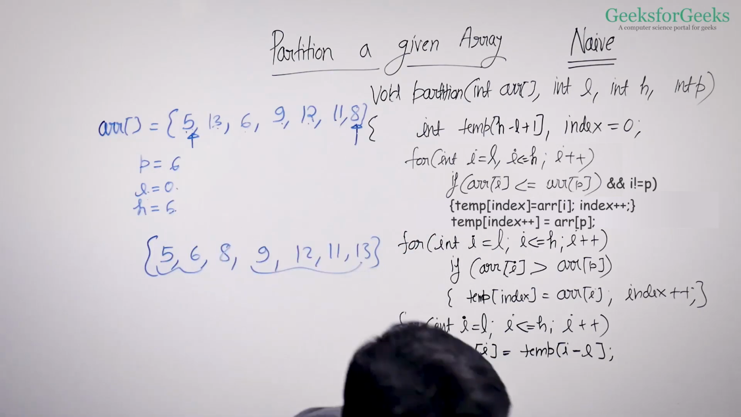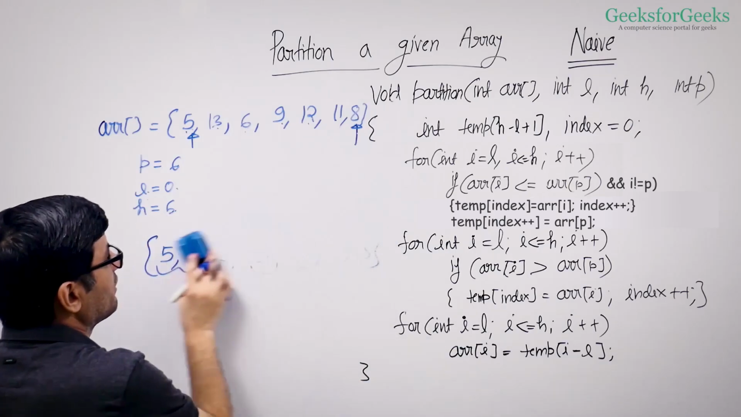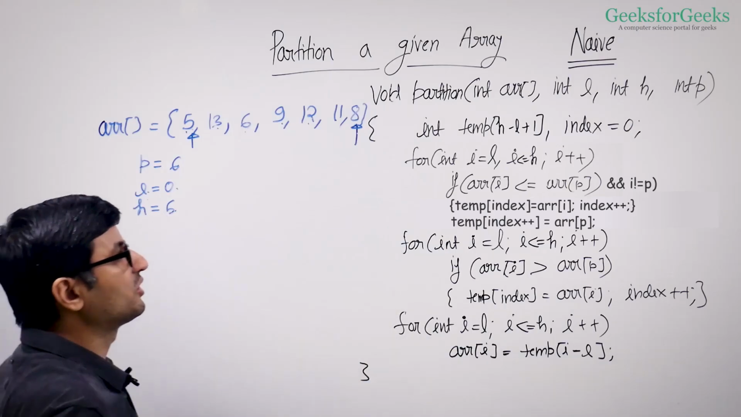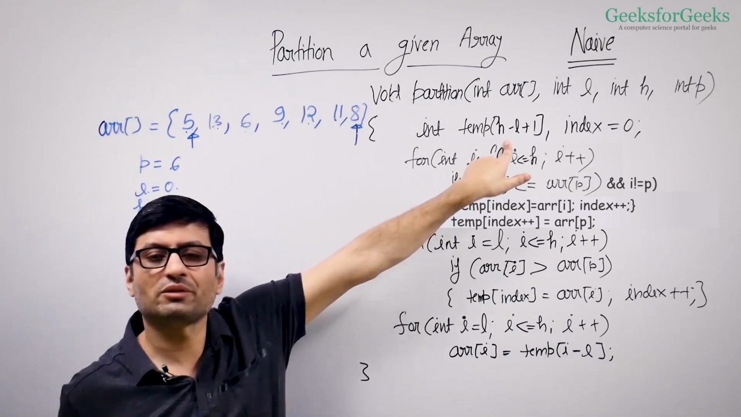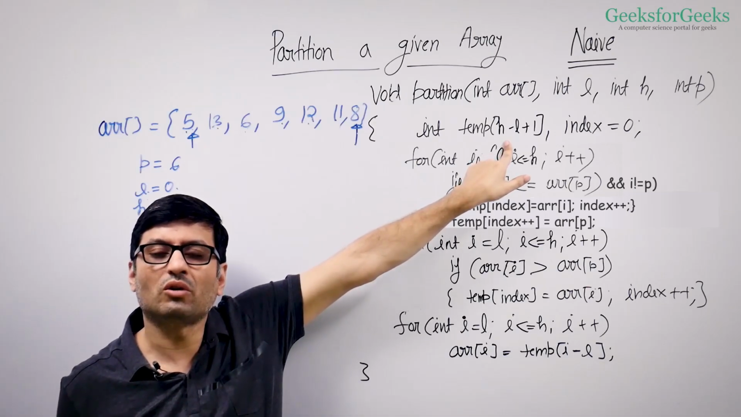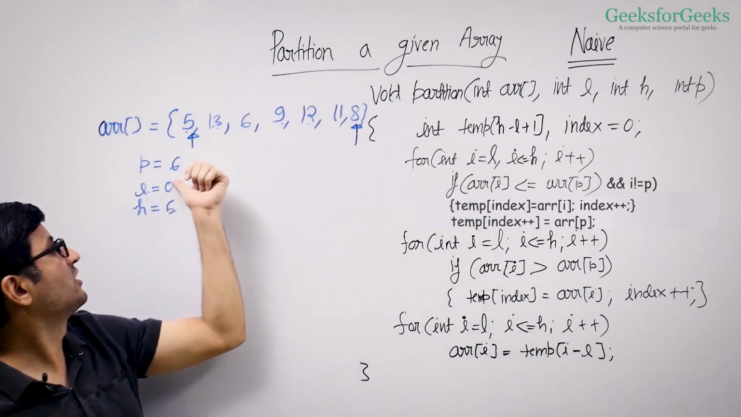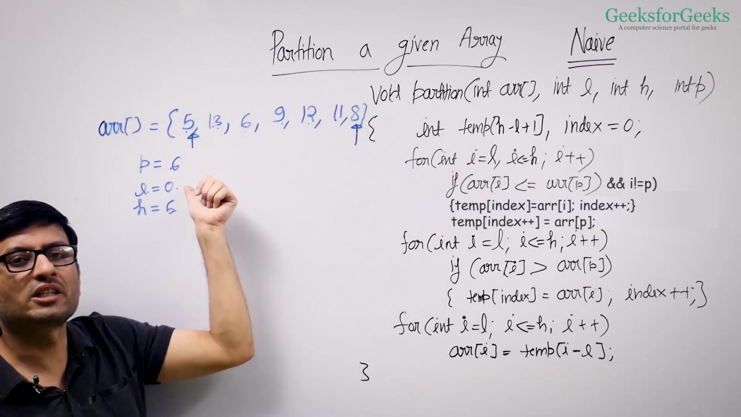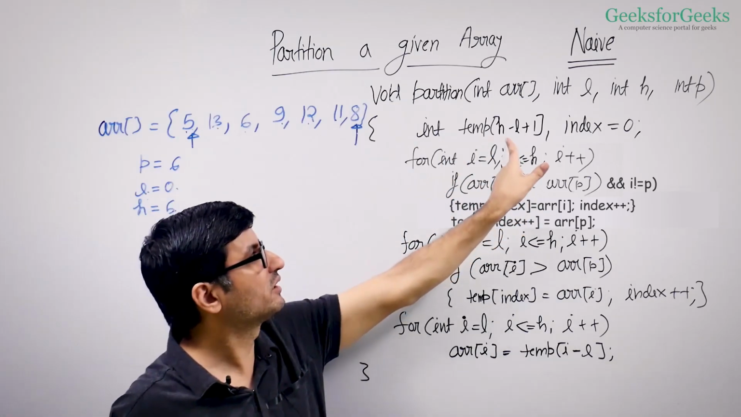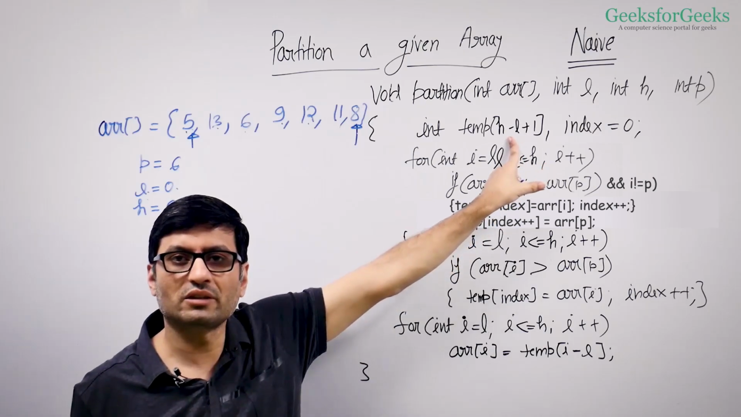How does this naive partition function that we have written here work? So what does this function do? It creates a temp array which can hold all the input elements. How many input elements are there? L is 0, H is 6. So you will have 6 minus 0 plus 1, 7 elements. So you create an array of size 7.